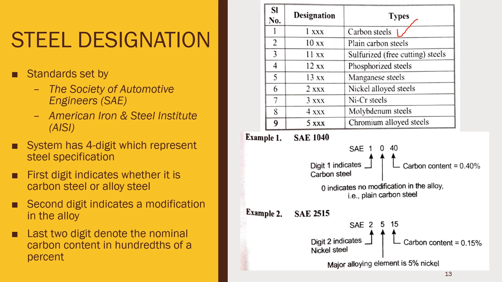Next, the second example, SAE 2515. The 2, as you see in this table, indicates nickel alloyed steels, and the second number is 5. The 5 means that the major alloying element is nickel, so its percentage is 5%. And the last two numbers, 1 5, that is 15. 15 divided by 100 is 0.15%, which is the carbon content. So this is how you read the grade of steel, or its specification.